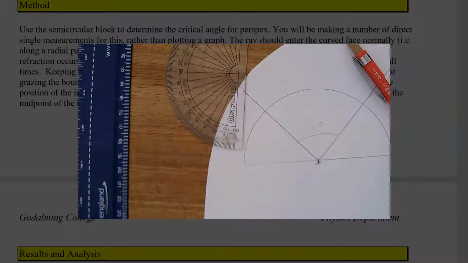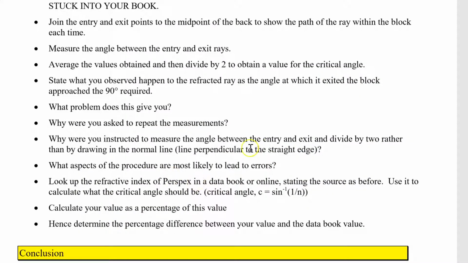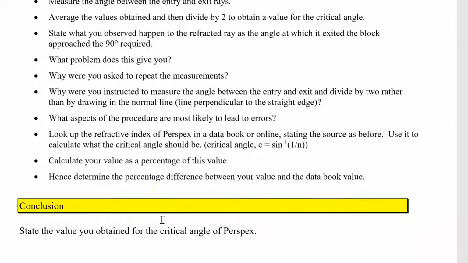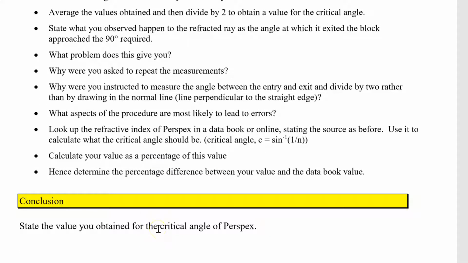To do that, you're just going to follow these instructions. There are several questions to make you think about what was good about the way you took your measurements, what was slightly dodgy. You've got another data book value to look up and then make a comparison and work out a percentage difference with a little bit of a conclusion at the end. I'm not going to do that calculation for you because you've got to think about a few things.